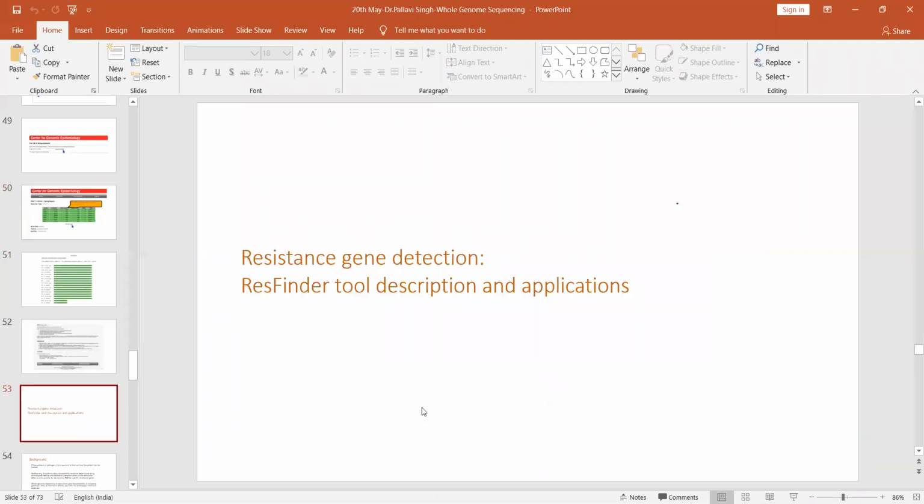Now, once I know what my species is and what the type of the species is, I am very much interested to find out the resistance genes. There are a lot of bacteria which have resistance against antibiotics. We know that nowadays the major problem encountered is MDR, multiple drug resistance of the microbes, because of which we are not able to cure the diseases. So this tool for resistance gene detection is called ResFinder. It helps us find what different kinds of resistance genes are present in my unknown bacteria.